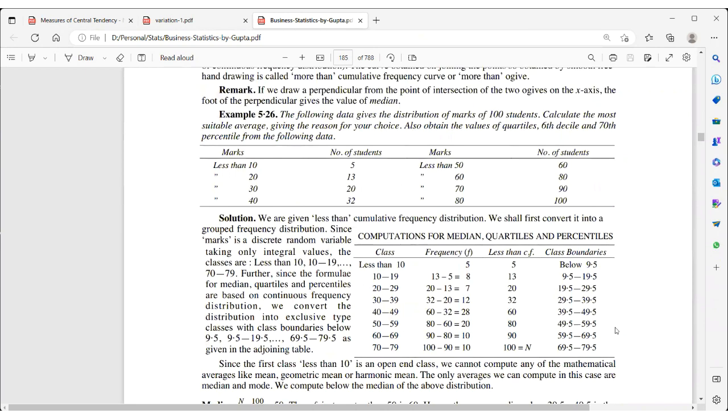So very good. Now, this is the following data distribution of the 100 marks. Calculate the most suitable averages, giving the reason for each choice. Also print the value of quartiles, sixth decile, 17th percentile.